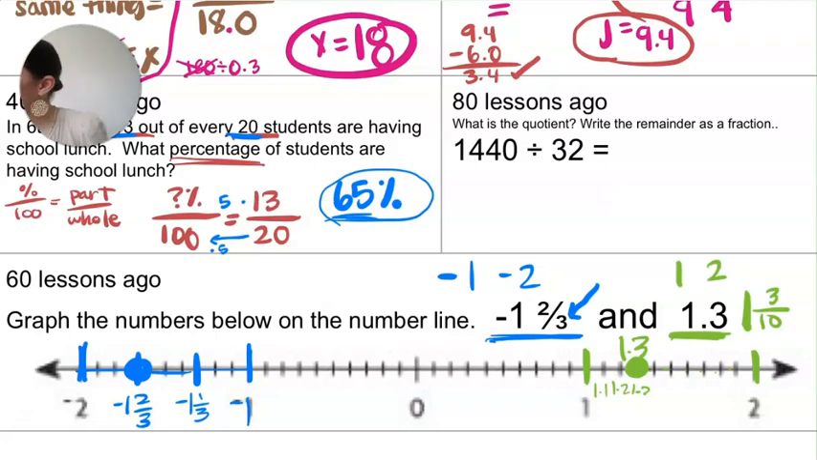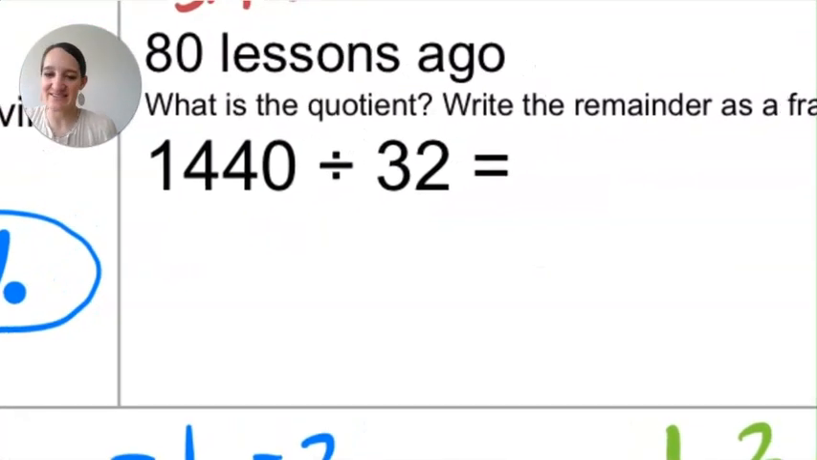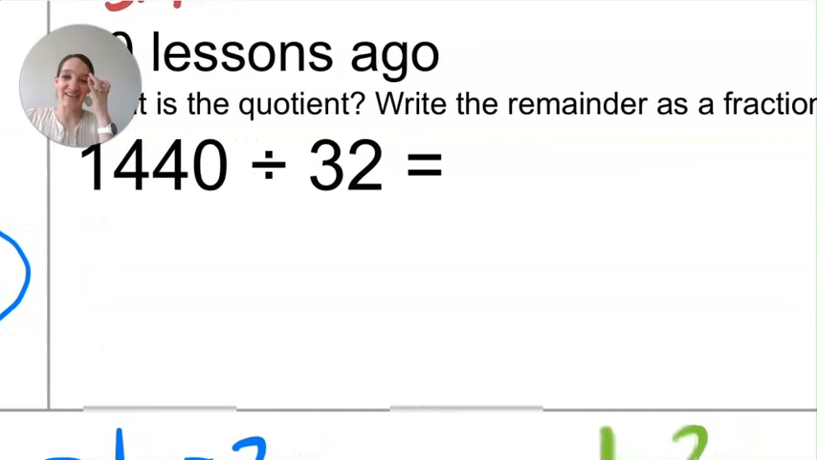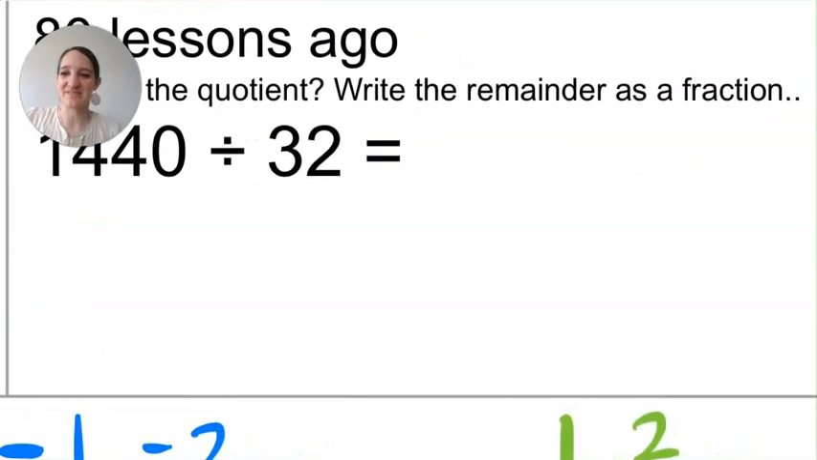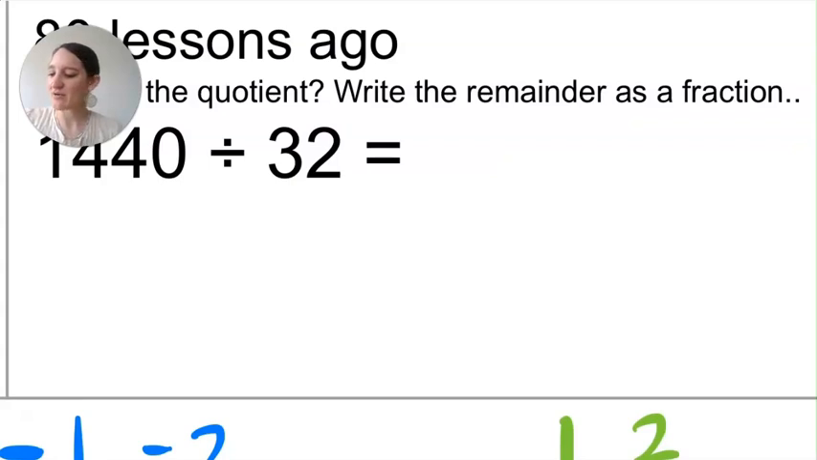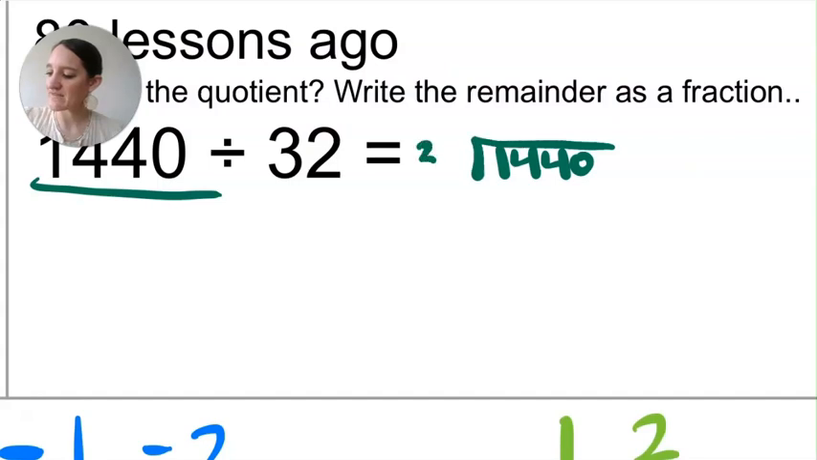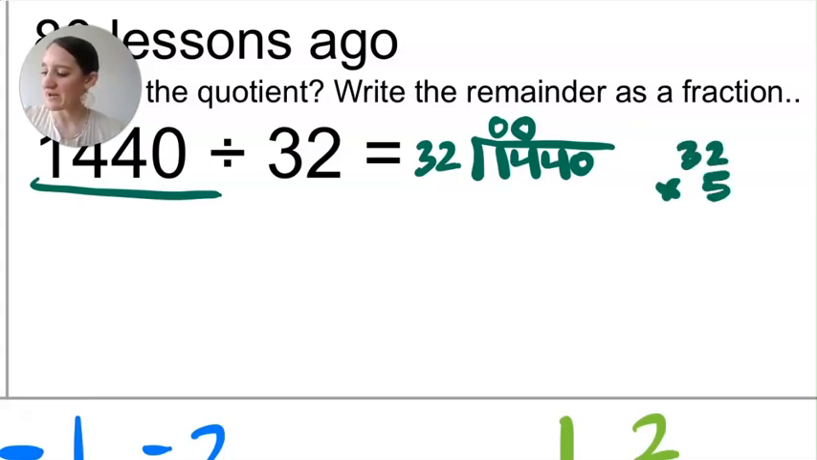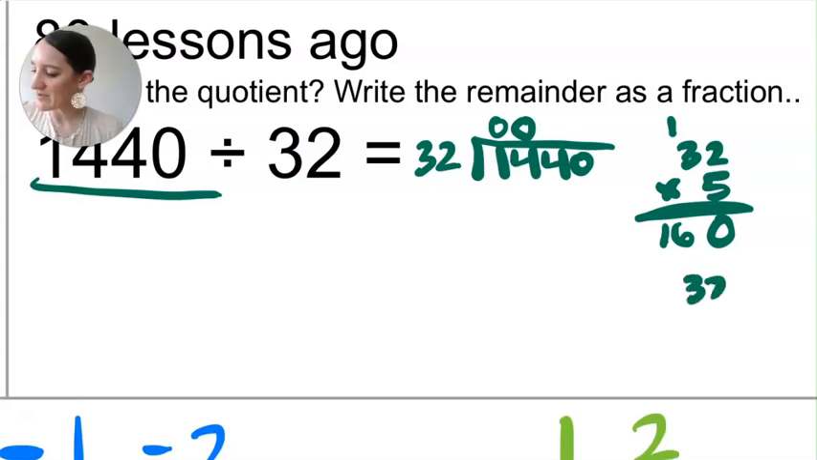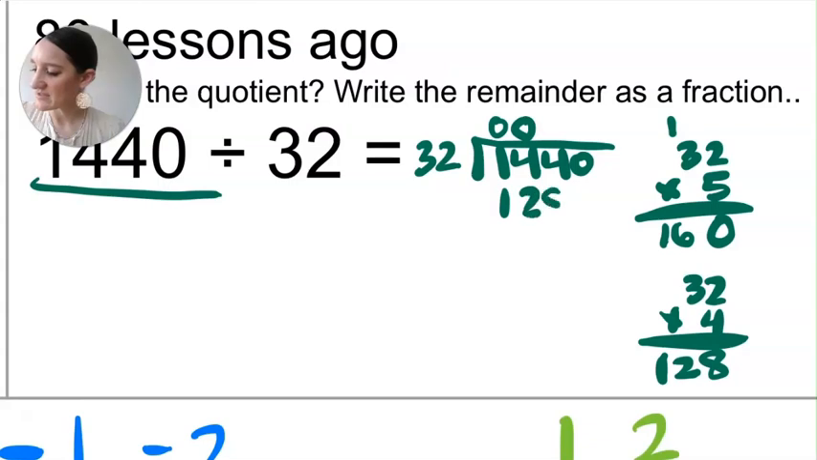Booyah. Last one is 80 lessons ago, we were dividing whole numbers. So let's go. The first number always goes inside. And let's divide it into 32. 32 can't go into 1 or 14, but it can go into 144. I'm going to try 5 times. 15, 16, a little too big. So let me go with 4. 128. Sounds good to me.